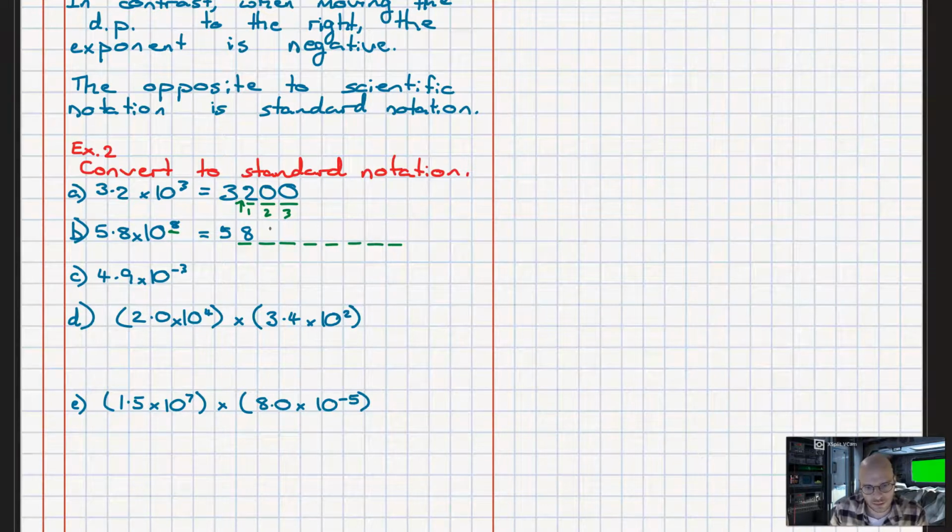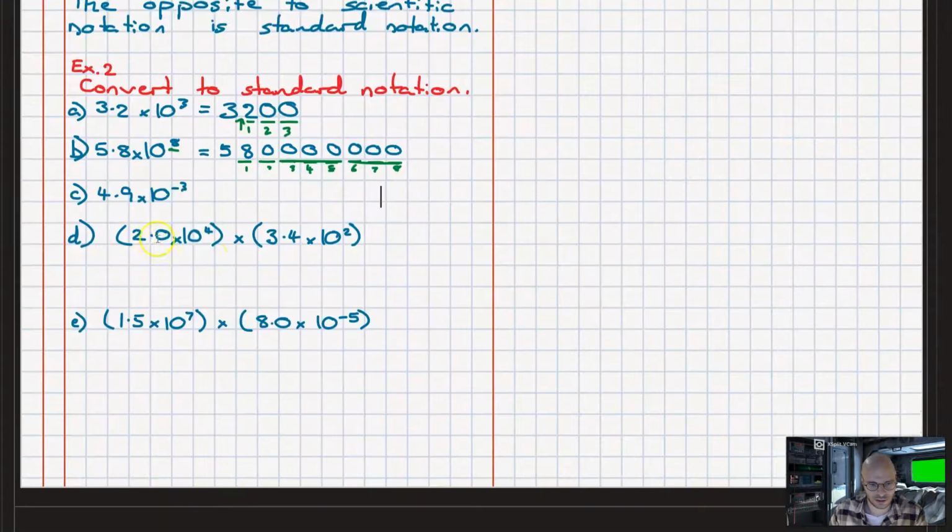Putting this figure down, we add zeros. So what you end up finding is that the number becomes, let's have a look, 580 million. So 1, 2, 3, 4, 5, 6, 7, 8. So 580 million. Quite a large number, much easier to read when it's in this scientific notation form here.